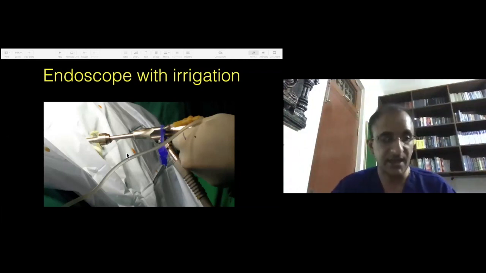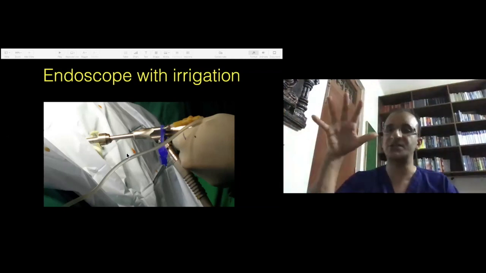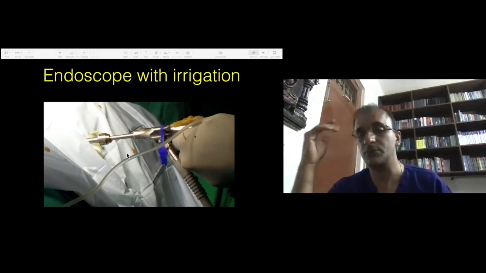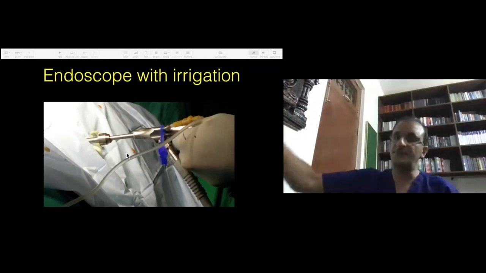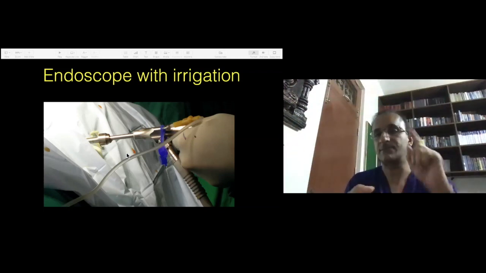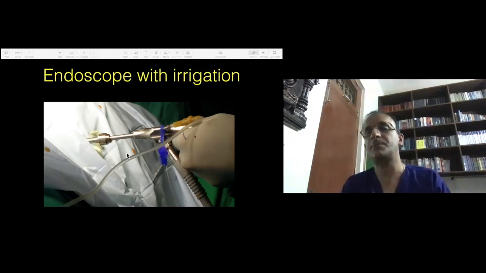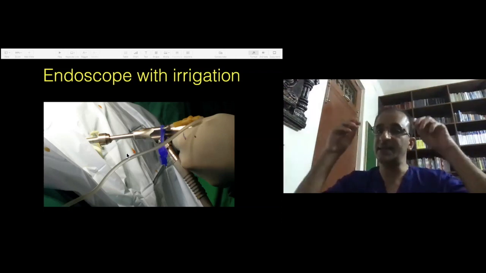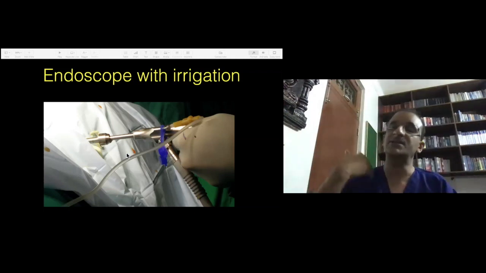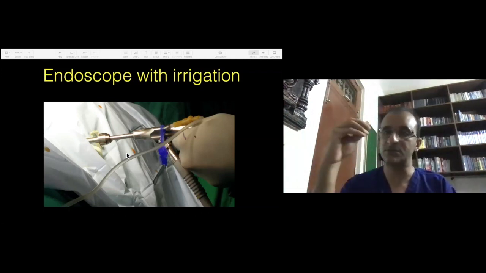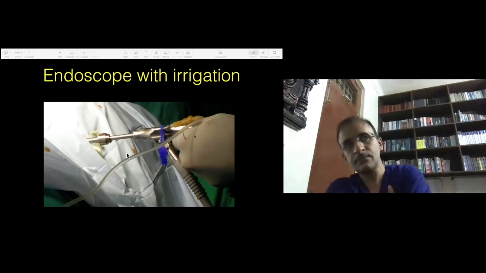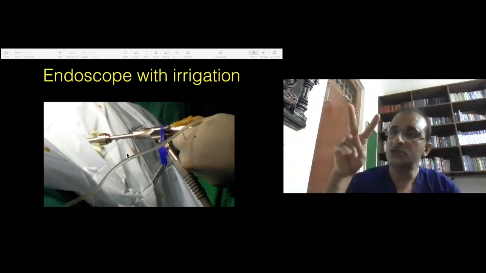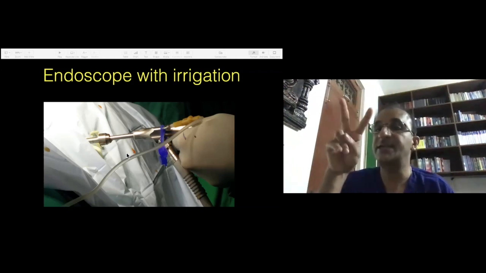The irrigation, I generally avoid using pressure sources till now. I may use it in the future, but I just use gravity to let the fluid in. So this surgery, whether it is transforaminal or interlaminar pure endoscopic, the surgery is being done under irrigation. So there is a lot of irrigant fluid. I use normal saline, and the pressure is decided by the height.